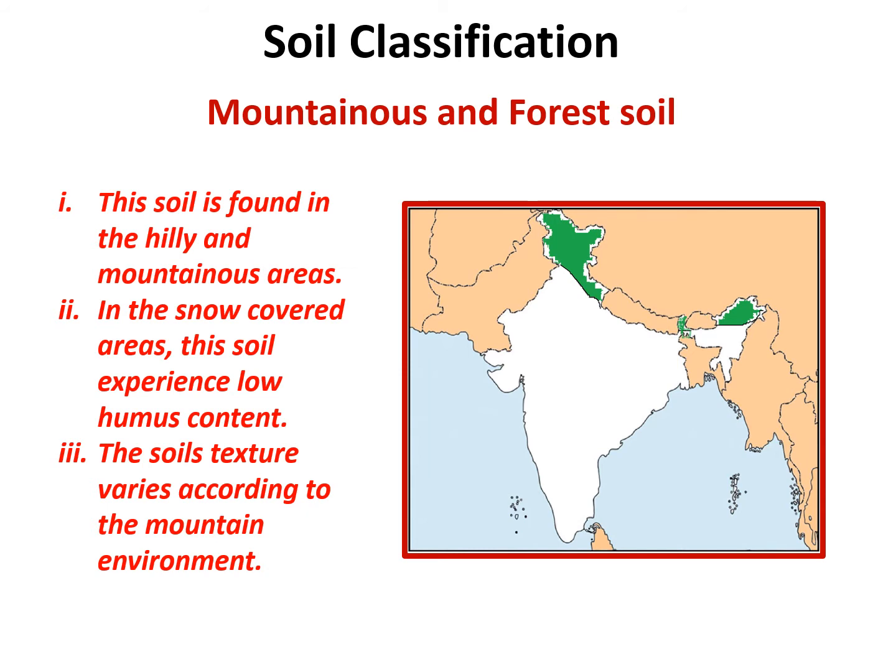Mountainous and forest soil. What are the characteristics of this kind of soil? This soil is found in the hilly and mountainous areas. You can see on your screen the areas marked in green. In the snow-covered areas, the soil experiences low humus content and the soil texture varies according to the mountain environment. So not necessarily the soil would be the same in all the mountains. They would vary.